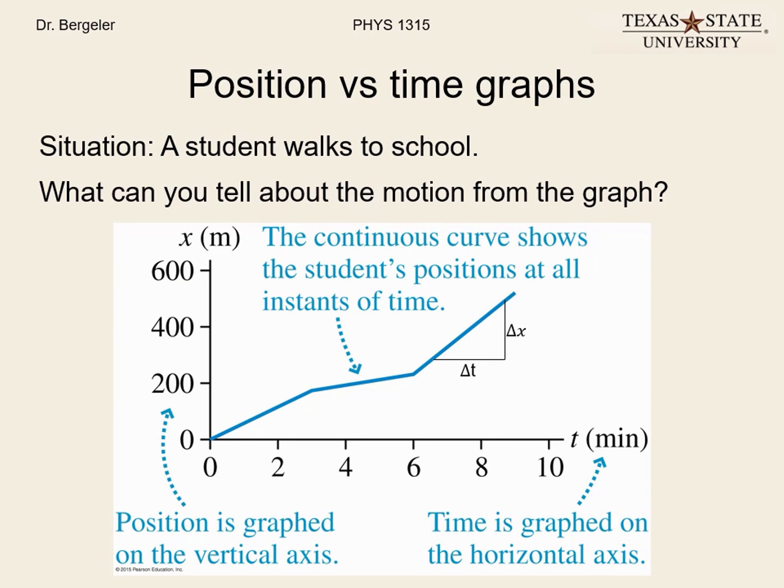Let's calculate the velocity of the student in the last section. We mark the rise over run and plug in the values to calculate the slope. When we plug in the values including the units, we obtain for the velocity 100 meter per minute.